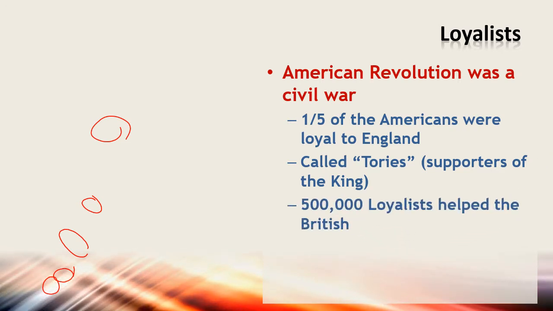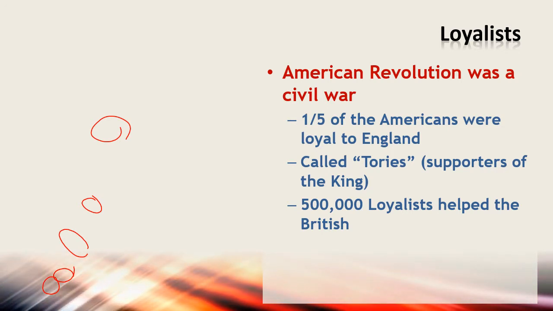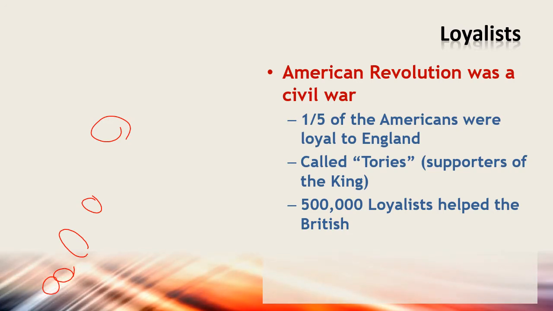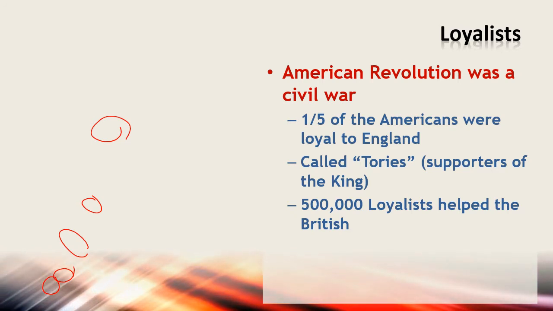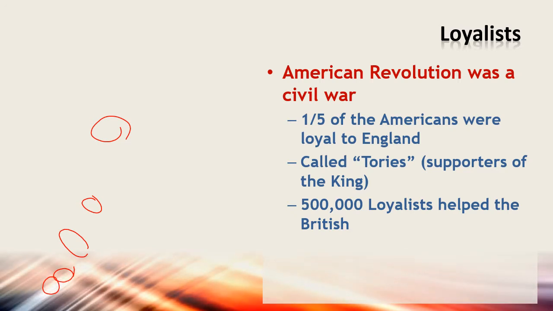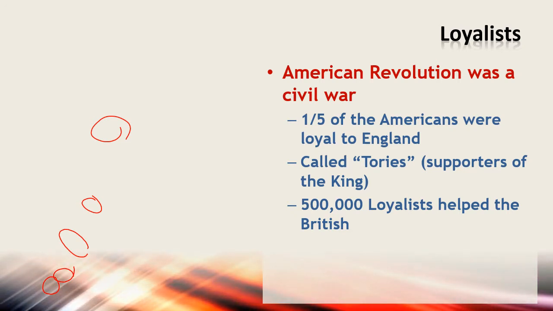There's about 500,000 of them in total to help the British. And sometimes they help the British very actively, sometimes it's very passively. Some people in America at this time just simply want to avoid ticking anybody off because they're afraid of what might happen. They're afraid of getting attacked by either Americans or the British.